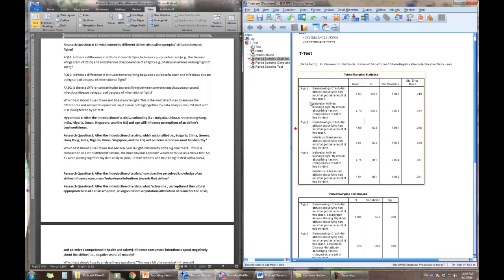Now, keep in mind what the question was, that there is no change in the attitudes. So the higher the number in this case, it means that people don't see a change in their attitudes. So how do we interpret these results? Quite simply, infectious disease is the most likely of our 3 types of crisis to change people's attitudes about flying. The mysterious disappearance would be our second, and the purposeful crash would be our least likely to change people's attitudes about flying.